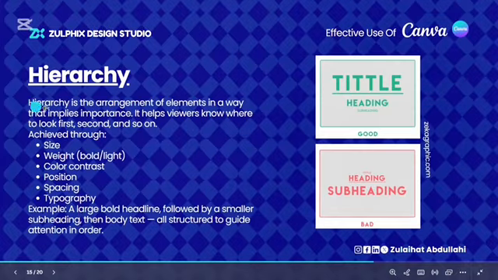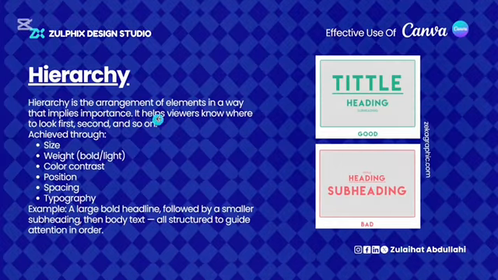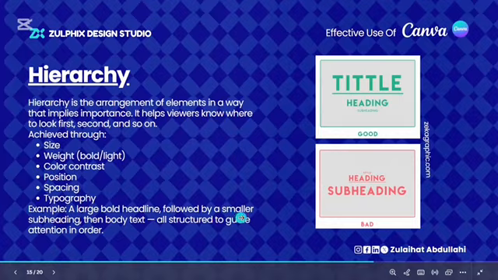Now we have hierarchy. Hierarchy is the arrangement of elements in a way that implies importance. It helps viewers know where to look first, second, and so on. And it is achieved through size, weight, color contrast, just like I mentioned earlier, position, spacing, and typography. A large bold headline followed by a smaller subheading, then body text, all structured to guide attention in order.